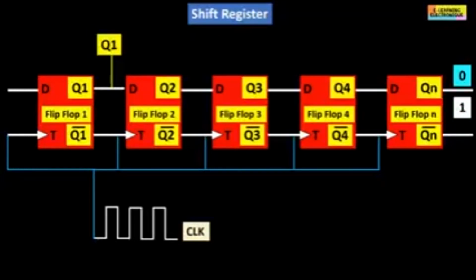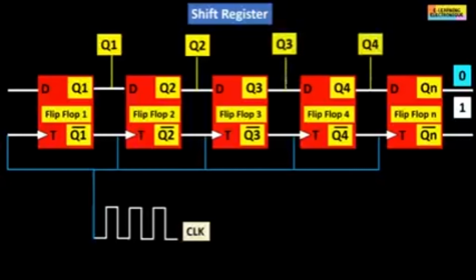Q1 coming from the first flip-flop constitutes the input of the second flip-flop. The output Q2 will be the input of the third register, and at the same time it will constitute an output which will go up in parallel to Q1. And so on. This assembly allows to store a binary data.